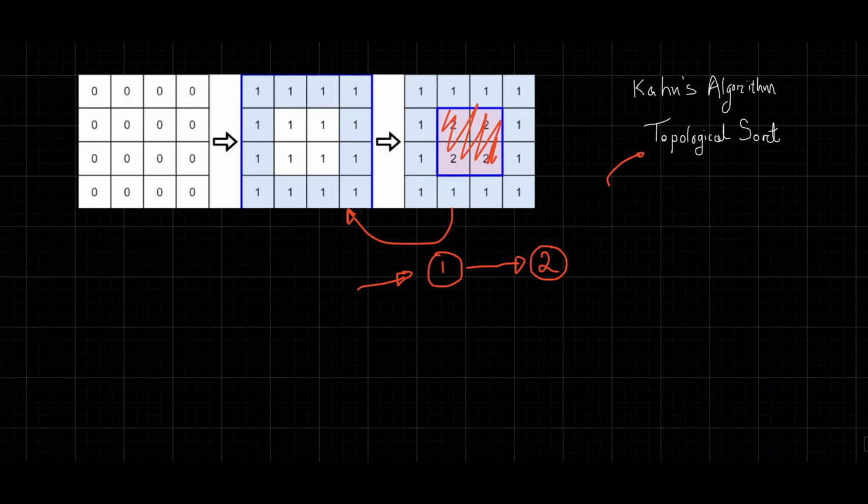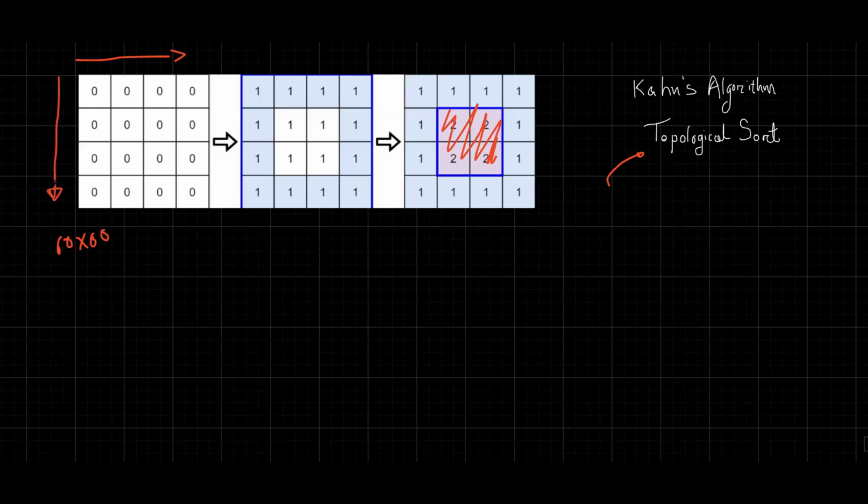Now here, the algorithm is pretty simple. Suppose, according to the problem statement, the maximum dimension can become 60 by 60. So here, that means the grid can have 60 rows or 60 columns. So at most there are 60 colors we can have. Now we have to first find the dependency graph. So how will we find the dependency graph?